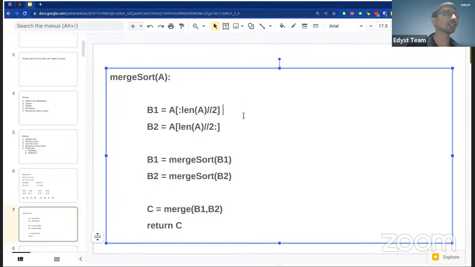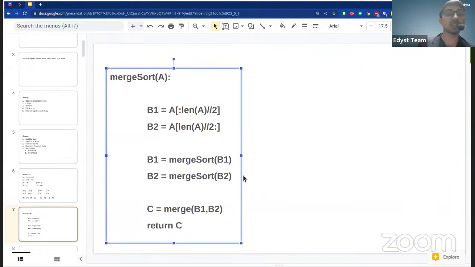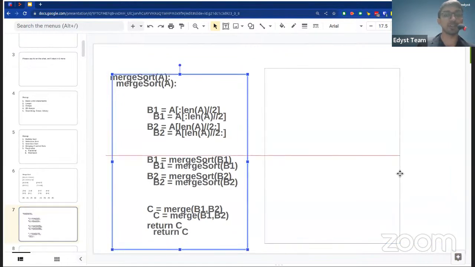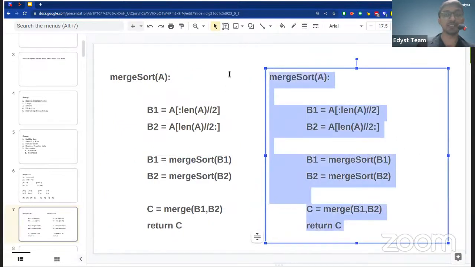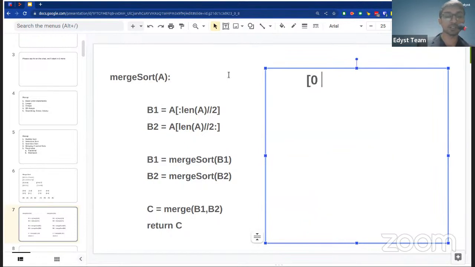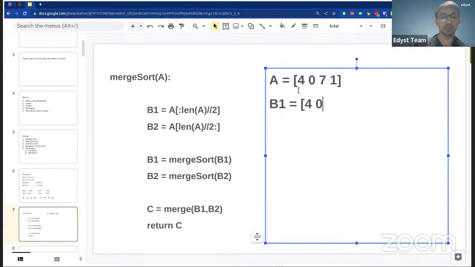Now what's going to happen here? Let's take a very, very simple example, because this logic is not complete yet. You still have to complete the logic. Take a very, very simple example, which is 4, 0, 7, 1. So this is A. A is equal to this. What will B1 be? B1 will be equal to 4, 0. B2 will be equal to 7, 1.